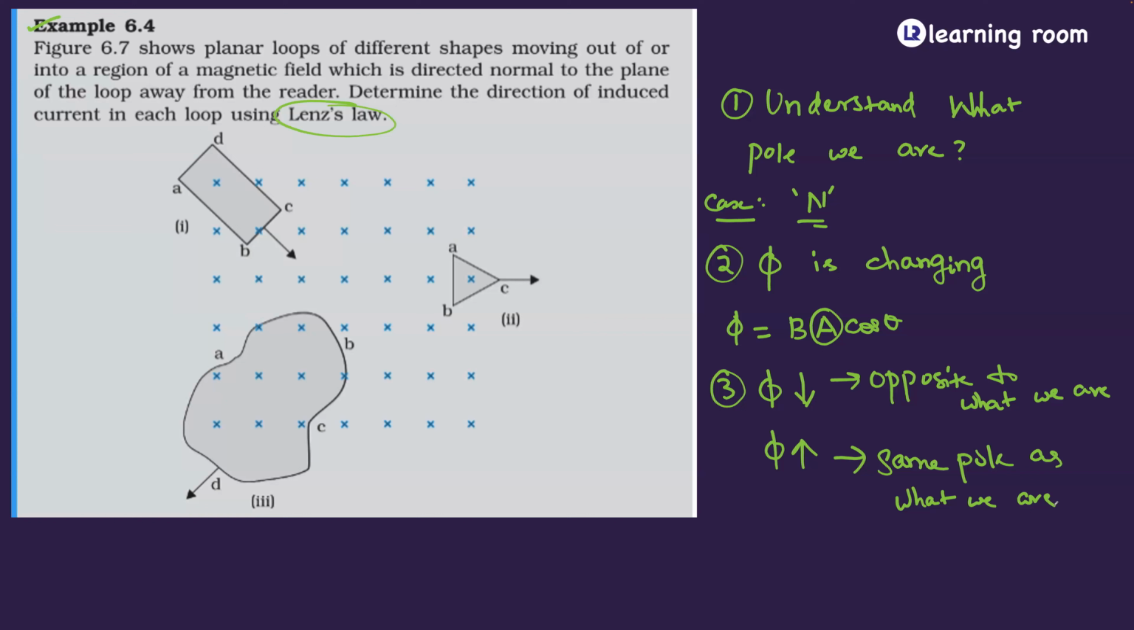Listen to this. Suppose the coil is moving into the plane. Is the area increasing or decreasing? The area that is associated with the magnetic field is increasing, so the amount of flux through this is increasing.